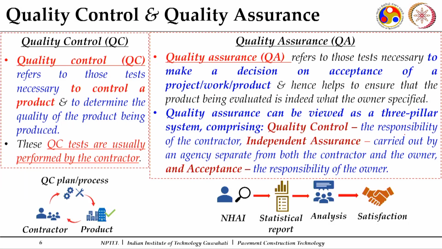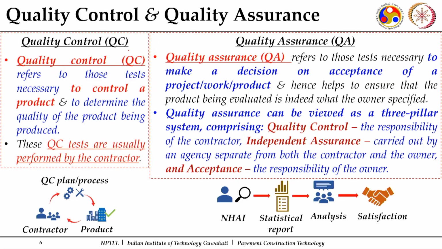The two important aspects are quality control and quality assurance. Quality control refers to those tests which are required to control a product, a product or work which we are trying to produce, so that its quality needs to be controlled. For that, whatever exercises are done, specifically by the concessionaire or contractor, are the quality control exercises.